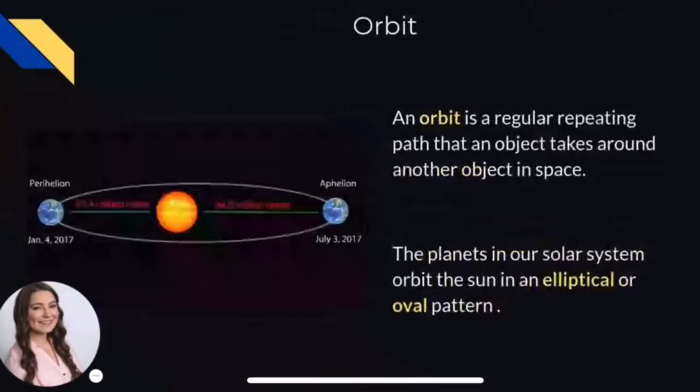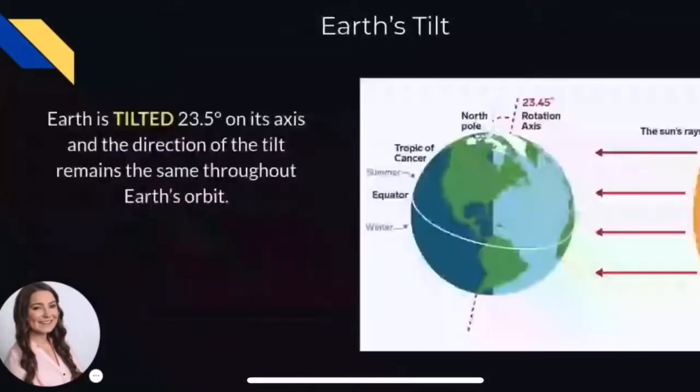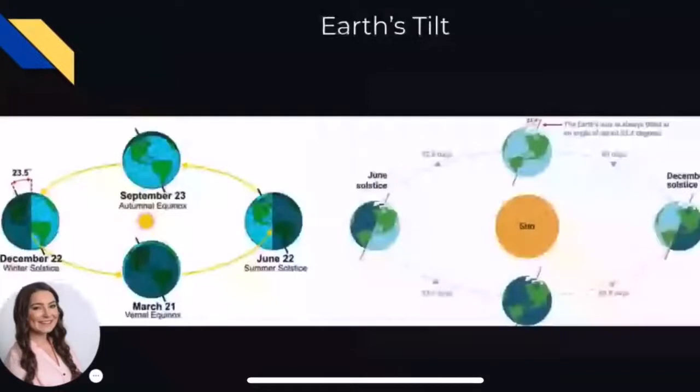But even though it may be tempting to think that summer is when we are closest to the sun, this is not what causes our seasons. So, what does cause Earth's seasons? Earth is tilted 23.5 degrees on its axis, and the direction of the tilt remains the same throughout Earth's orbit. Notice in each of these pictures how the tilt is pointing in opposite directions, but the direction it points remains the same throughout each picture.